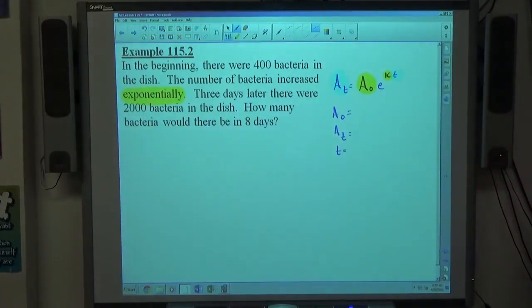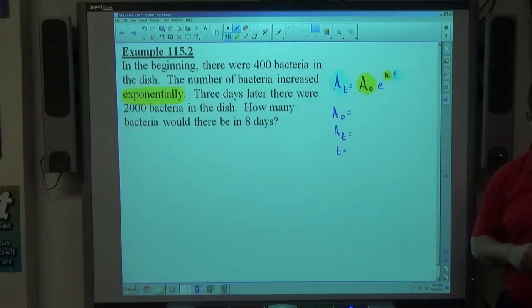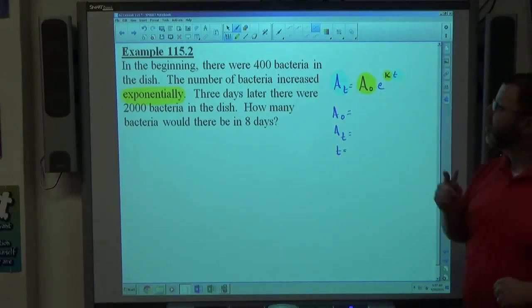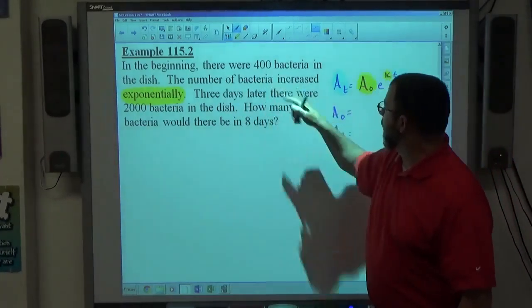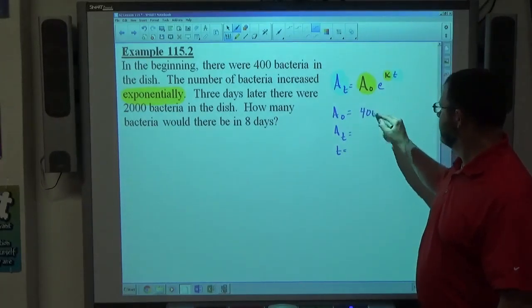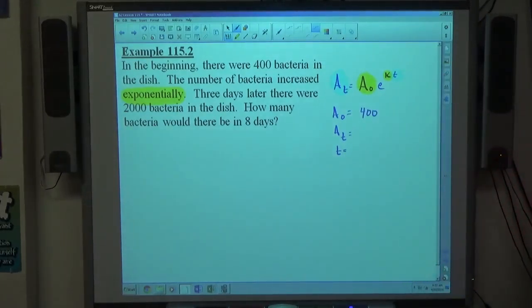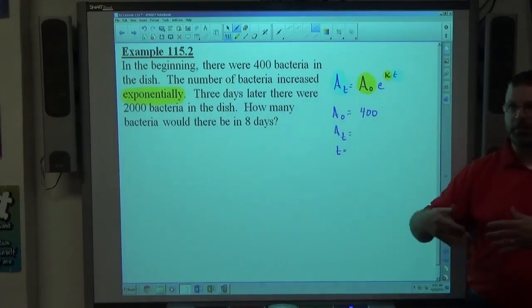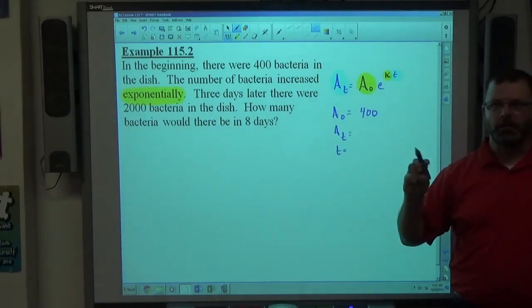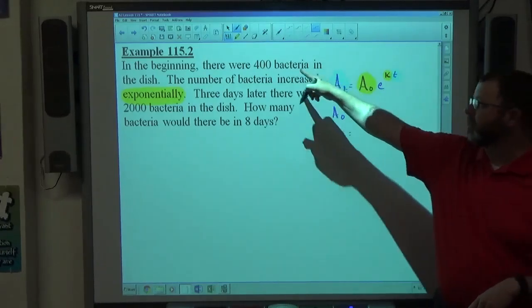All right, so I want to read through the problem and I want to find that specific information. What did I start off with? What did I end up with? And how long did it take? They should give me all that information. So, in the beginning there were 400 bacteria. So the initial amount is 400. That's never going to change for this problem. The beginning amount is 400 forever. All right, that's a constant value, but again, they tell it to us.